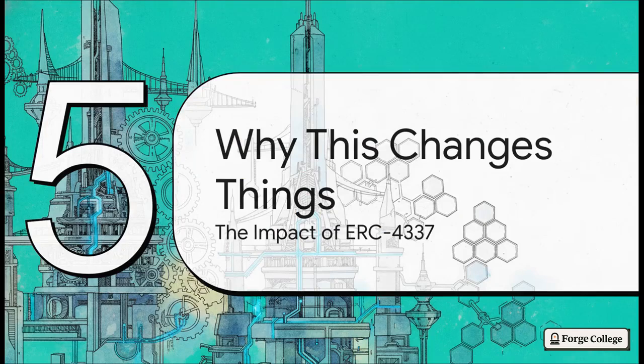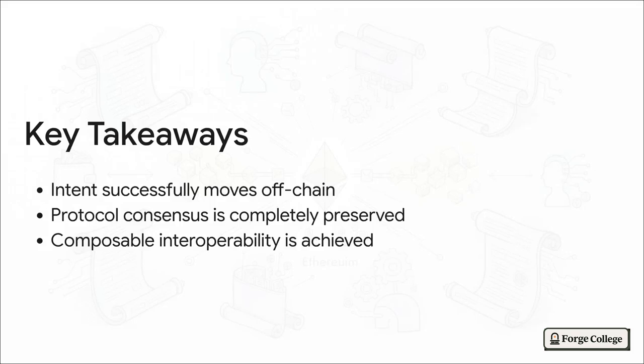Finally, Section 5. Why this changes everything. So what does this all mean? Here are the grand takeaways. First, user intent successfully moves off-chain, completely revolutionizing how we handle gas and speed. Second, we actually achieve account abstraction without having to ask the entire Ethereum network to undergo some messy hard fork. And third, because of these standardized interfaces, developers can now mix and match wallets, bundlers, and paymasters seamlessly. It is a real game changer for composable interoperability.